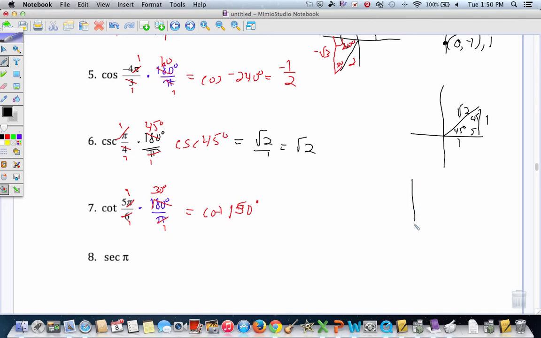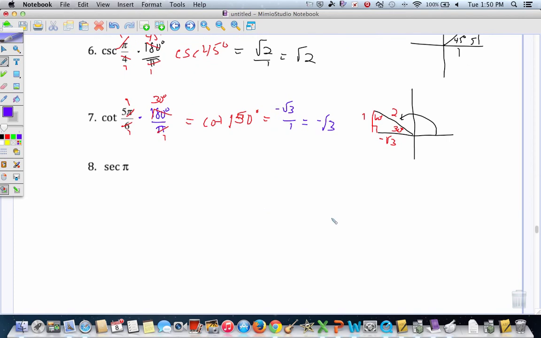Over here with our quick sketch, 150 would be in the second quadrant. From here to here would create a reference angle of 30 degrees. Coming straight down, we'd have a right angle here and a 60-degree angle here. So we have 1, square root of 3, and 2. We're negative on the x-axis, and cotangent is x over y, negative square root of 3 over 1, which simplifies to be negative square root of 3.